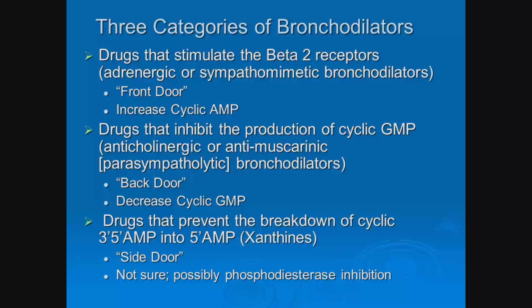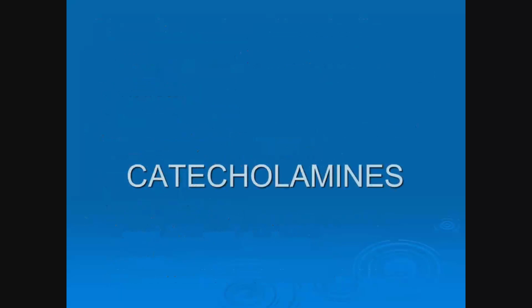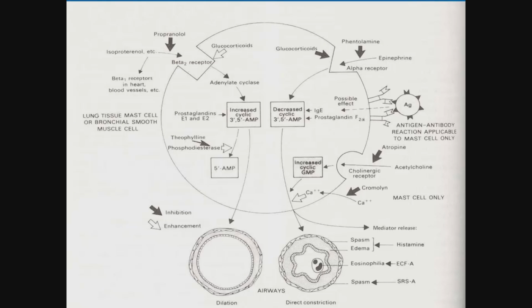Then there's another group of drugs which we're not entirely sure how they work. We have a general idea, but they're called side door. And there are a group of drugs called the xanthines, of which theophylline is probably the most common one we end up encountering. So let's talk about the beta 2 stimulation, the adrenergic stimulation. The first group of drugs we'll talk about are called catecholamines. Now in your pack, this is blown up for you. This is going to be your friend. It looks ugly. We're going to break it down into little chunks.